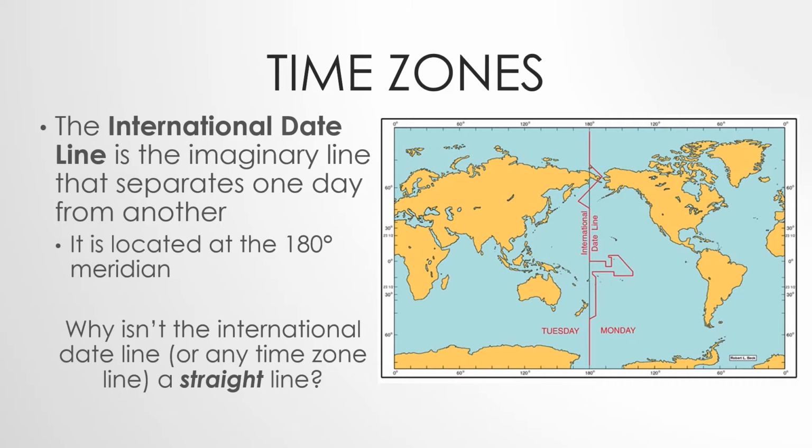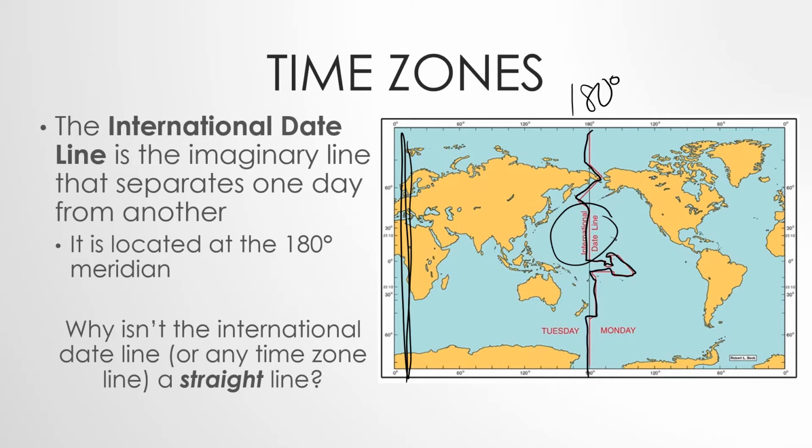Now, not the prime meridian, because the prime meridian is over here, but there's a line called the International Date Line. It's an imaginary line that separates one day from another, and it's located at 180 degrees, so it's on the opposite side of the world from the prime meridian. So if you're looking at it, it starts here, and then it takes this really crazy trip around the Pacific Ocean. Why is it not a straight line? Why do we have such a funky shape to this line?